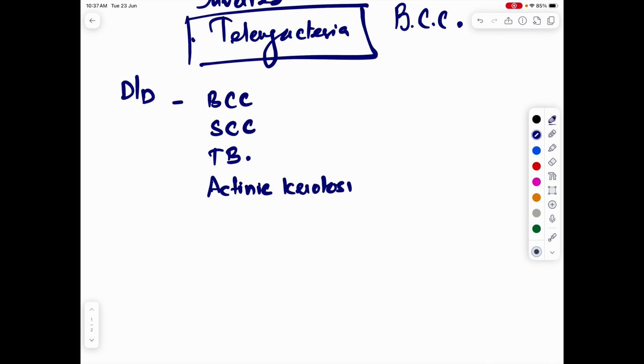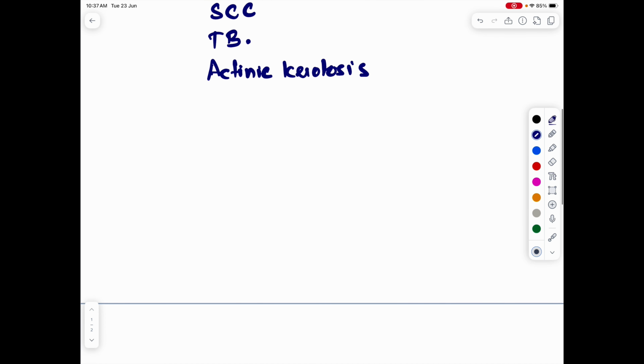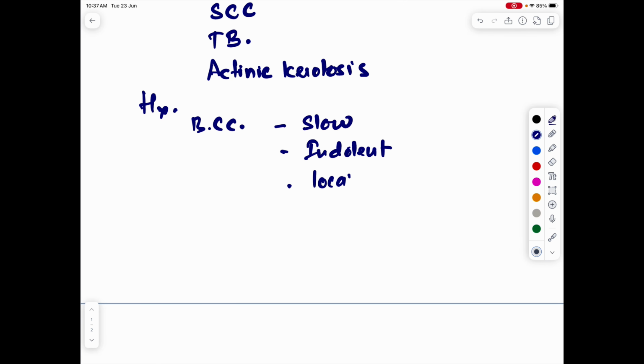So what is the natural history of basal cell carcinoma? How will BCC behave? It is slow growing, indolent, and locally destructive. So it doesn't spread fast, and it has limited potential to spread.